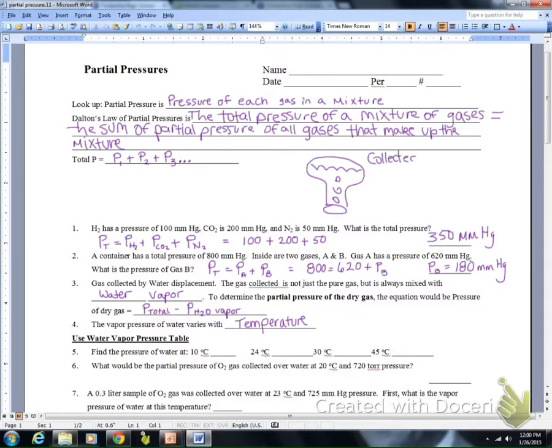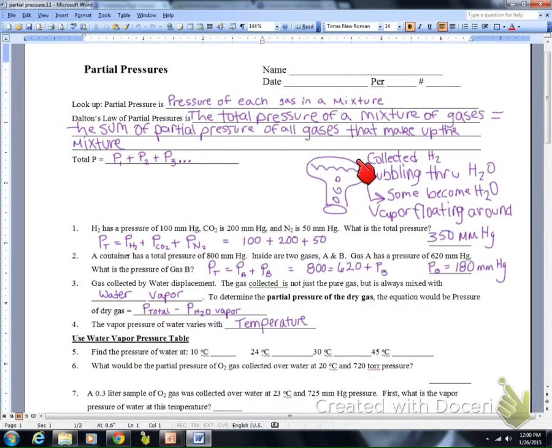I have a drawing, I forgot. So this is just a reminder with our collected hydrogen through water, okay, some of the water molecules are actually excited and become vapor and are floating around in here. So we just need to make sure if we're doing gas calculations, we would want to equate for that water vapor pressure as well. And so to get the best calculations available, we would need to subtract out the water vapor. So again, I said that it deals with temperature, so at 10 degrees Celsius, our temperature would be water vapor pressure at 10 degrees Celsius.